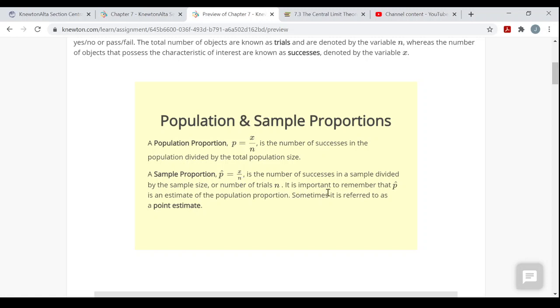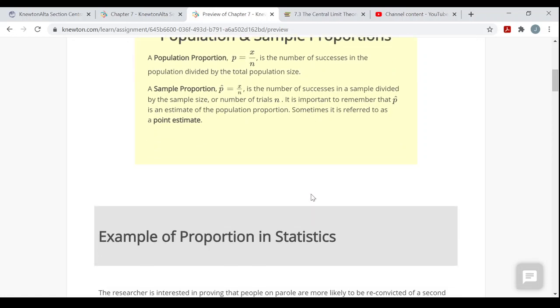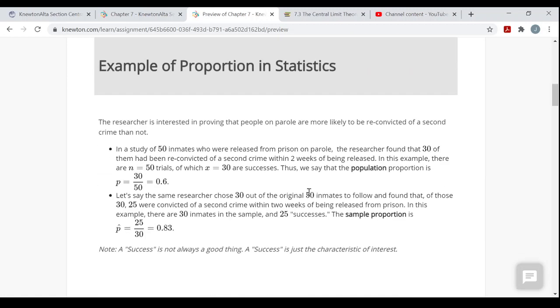All right, so it is important to remember that p hat is an estimate of the population proportion p. Sometimes it is referred to as a point estimate. So we'll get into that stuff in chapter 8 when we talk about creating what are called confidence interval estimates for a proportion, for a parameter. But for right now, don't worry about the words point estimate at the moment. Just know population proportion, sample proportion. All right. So they give you an example here.